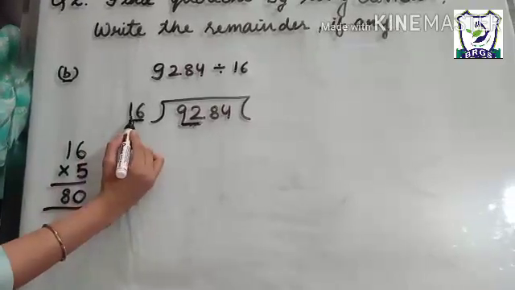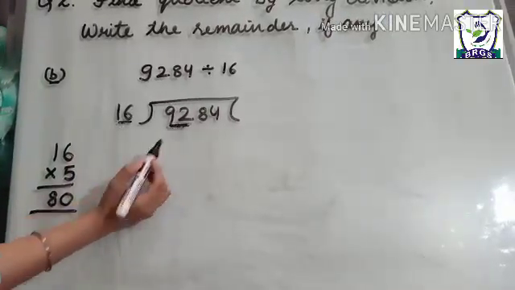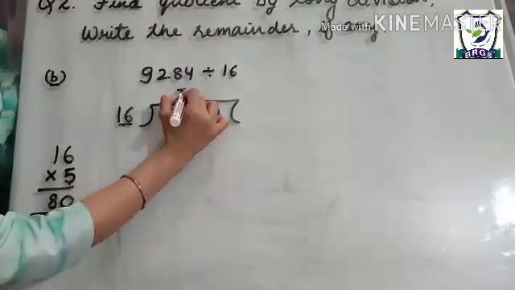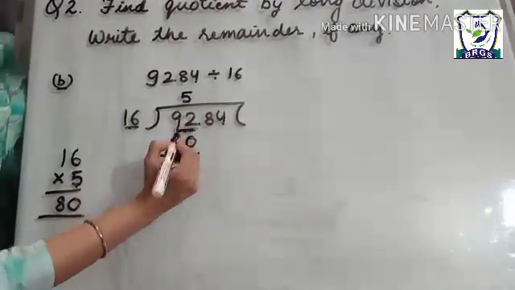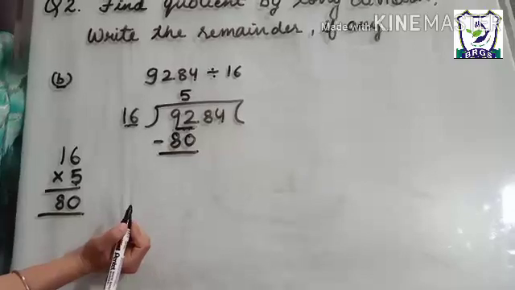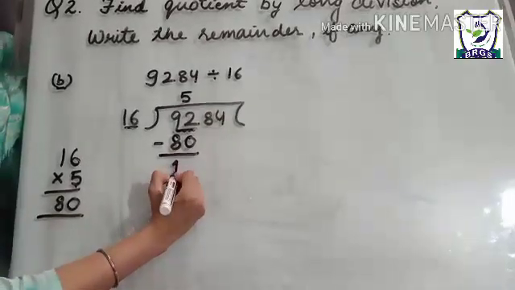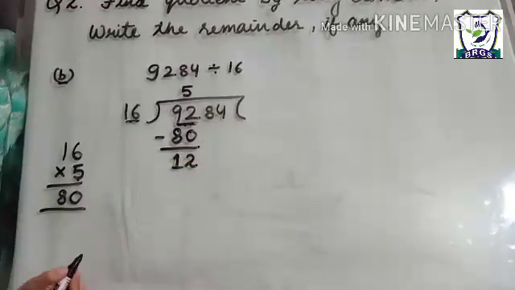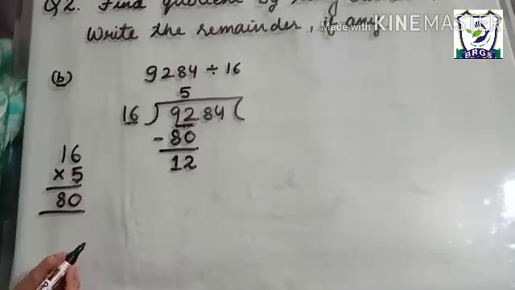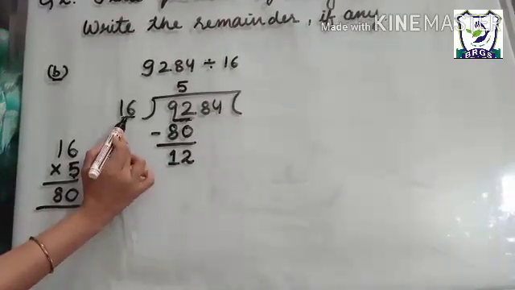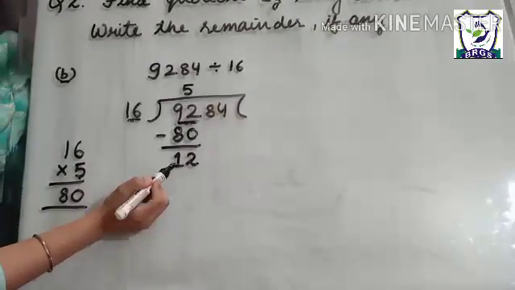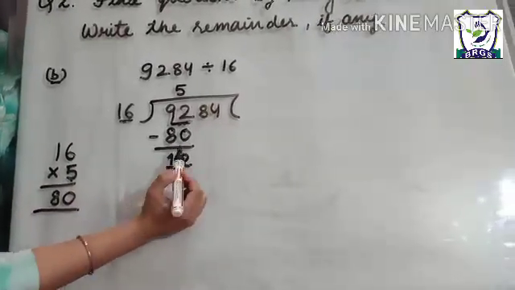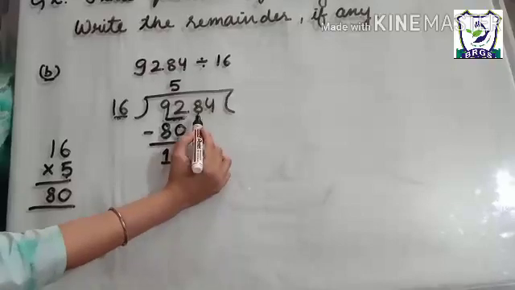So how many times 16 goes in 92? It is 5 times. On going 5 times, it is 80. So write 80 below 92 and now we will subtract it. Okay students, now on subtracting we will get here 12. Okay, now see, 12 is smaller than 16. Okay students, so what we will do? This cannot go in the 16 table, so we will bring down another number, that is 8.